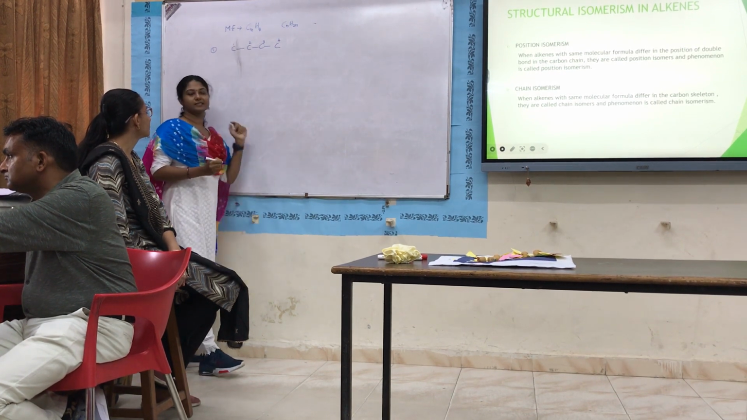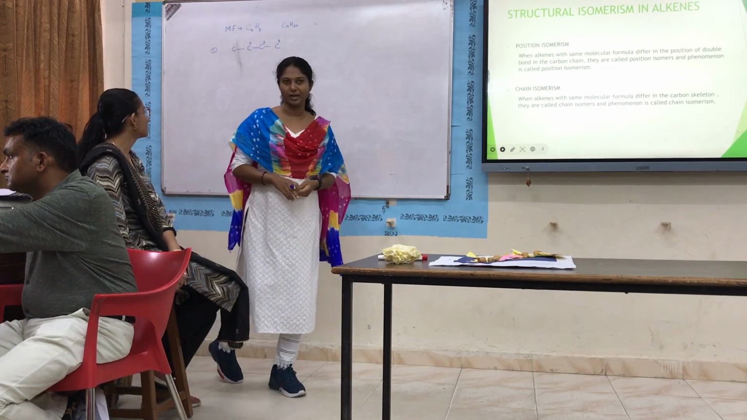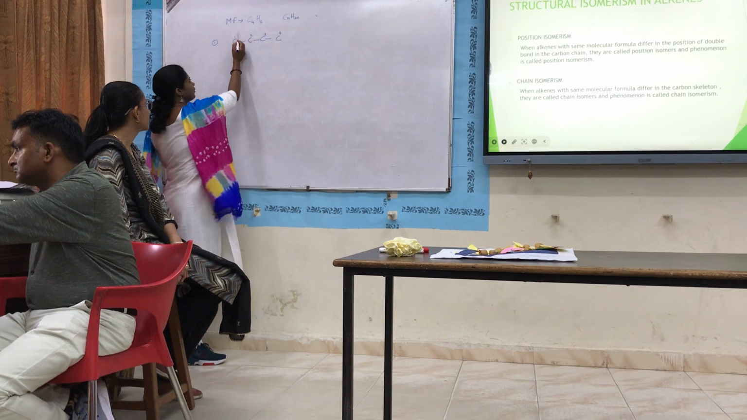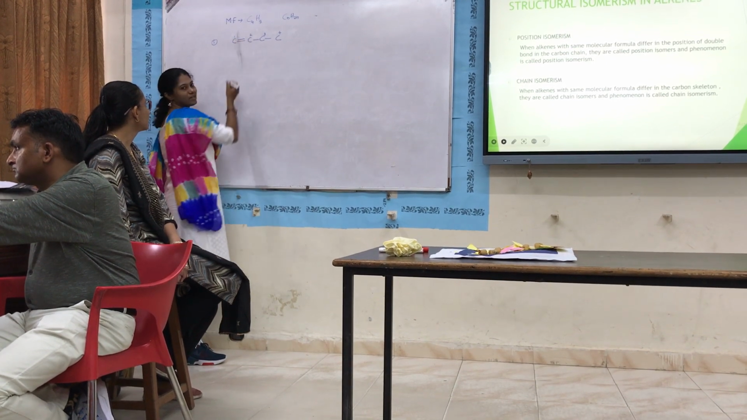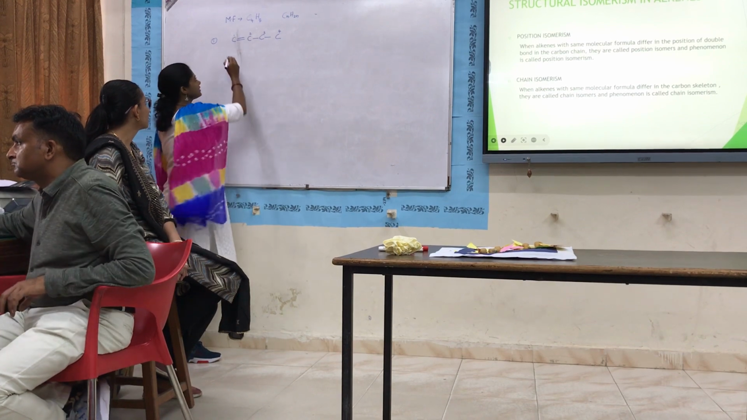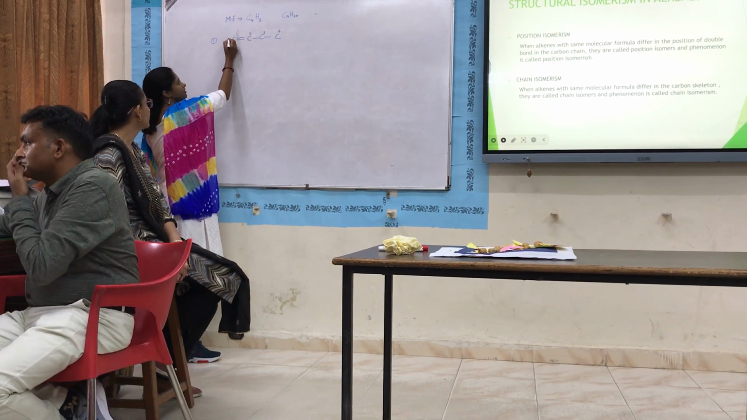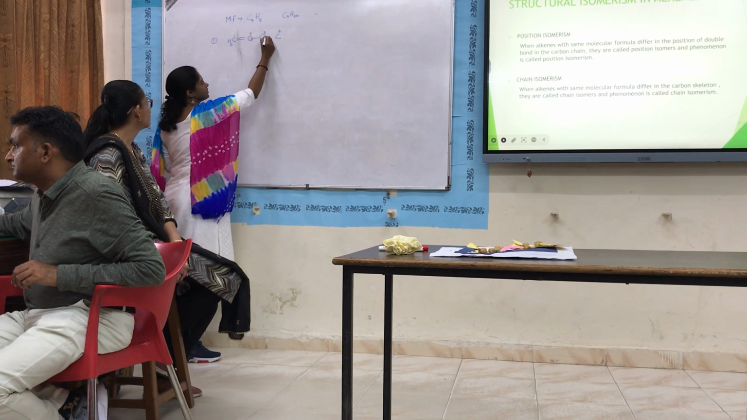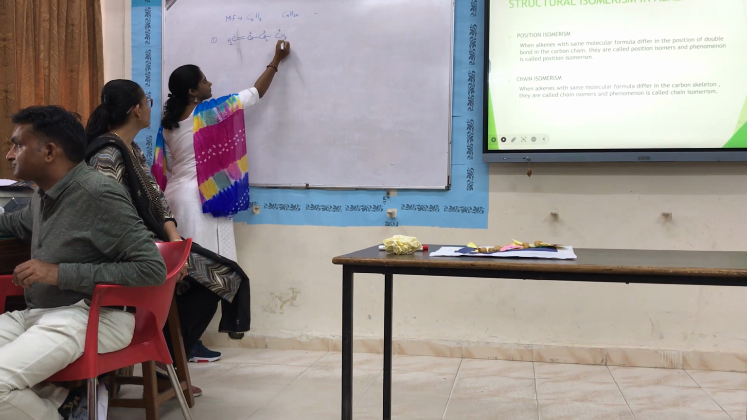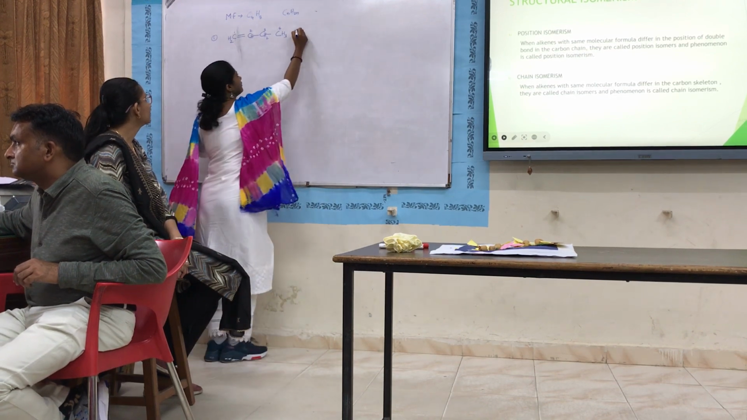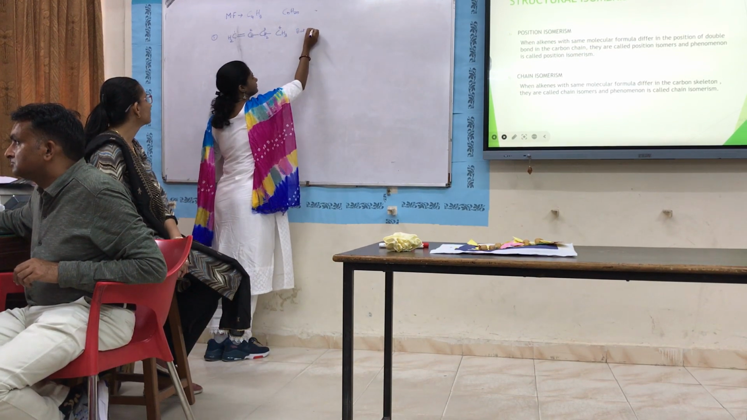So since this is an alkene, obviously there will be a carbon-carbon double bond. So first let us place the carbon-carbon double bond in between 1 and 2 carbon atom. Now let us complete the valency of each and every carbon with the hydrogen. So here CH2, CH, CH2, CH2. And this compound is but-1-ene.